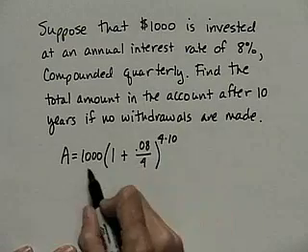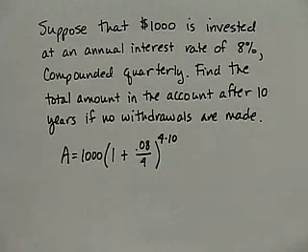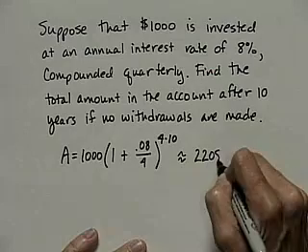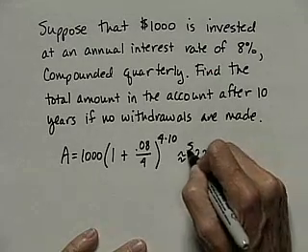Let's get the amount of money in the account on a calculator. So we'll go to our calculator, and we will find 1,000 times 1 plus 0.08 divided by 4, all of that to the 4 times 10, or 40th power. Now, rounding that so that it is reasonable for this problem, we're going to use $2,208.04.